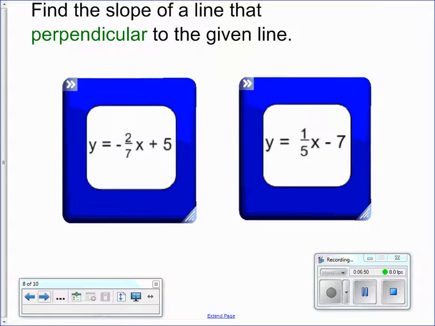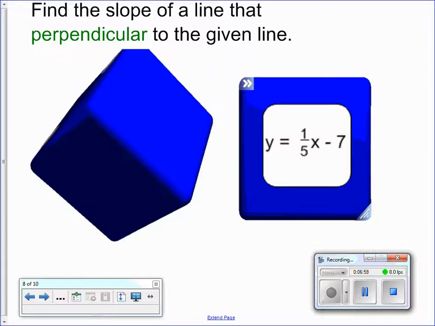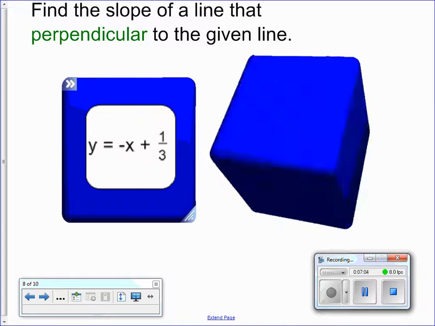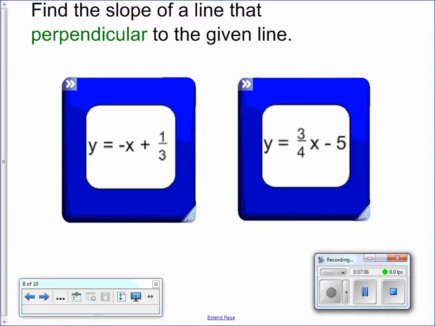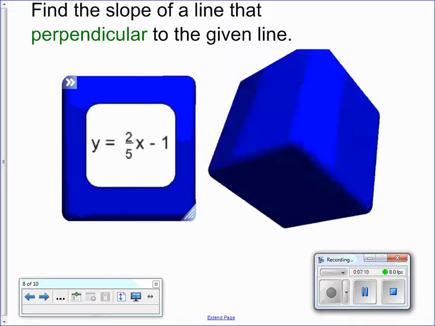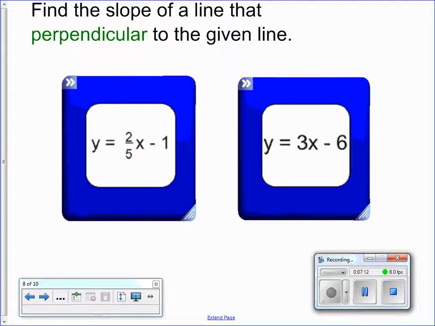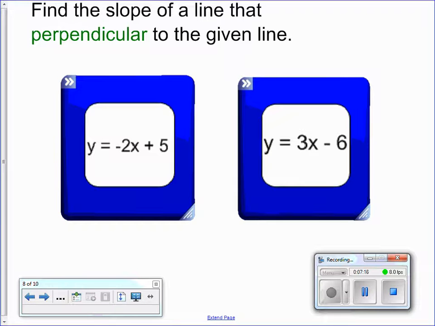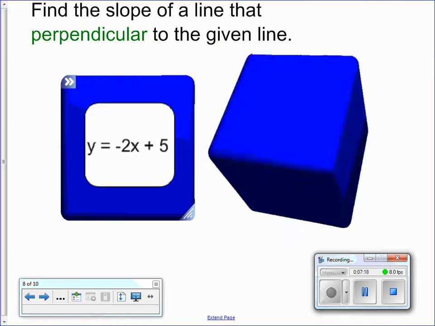So find the slope of a line that's perpendicular to the given line. So this first one would be +7/2, and this one would be -5. This would be +1, and this would be -4/3. This would be -5/2, and this would be -1/3. Are you getting the idea?